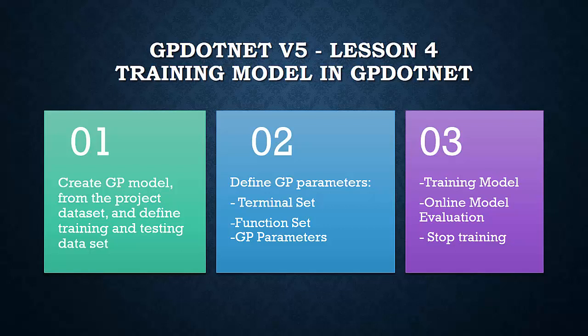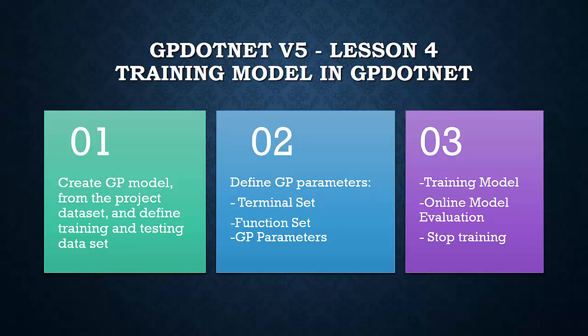In this lesson, we are going to talk about how to create and train a GP model in GPdotNET. In the previous lesson, we downloaded the data, the concrete slump test, and loaded it into GPdotNET by using the import data dialog, and prepared everything for model creation and training.